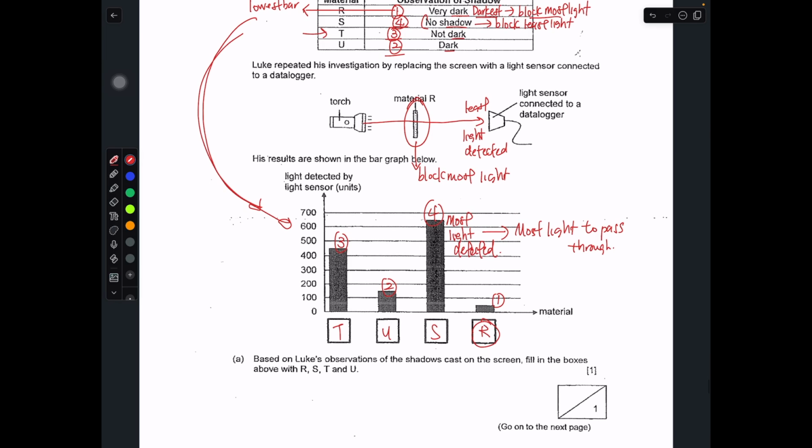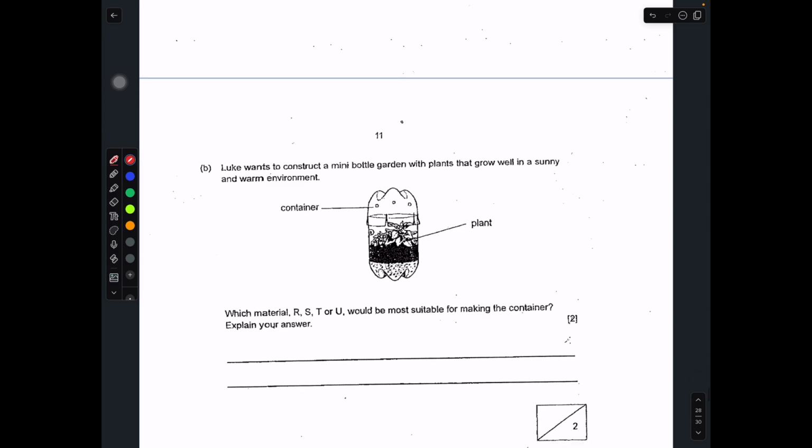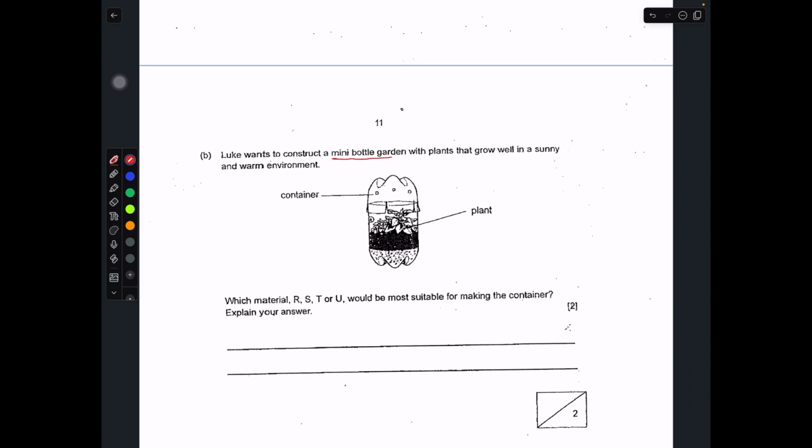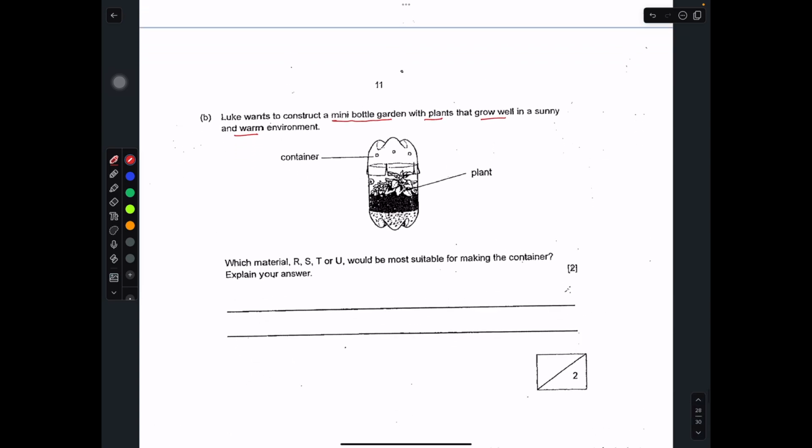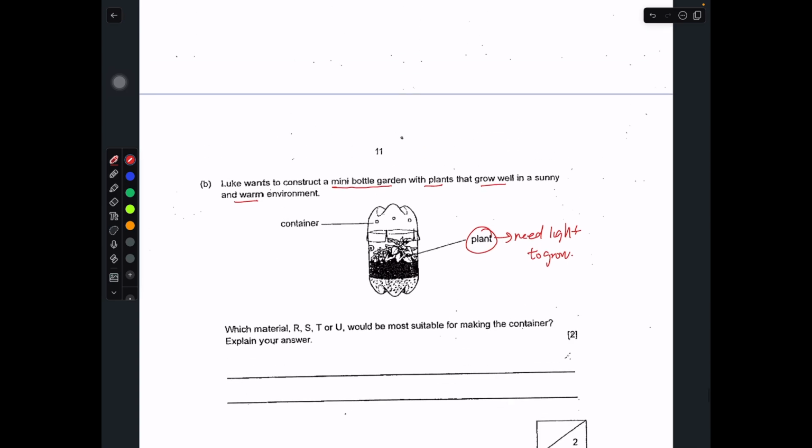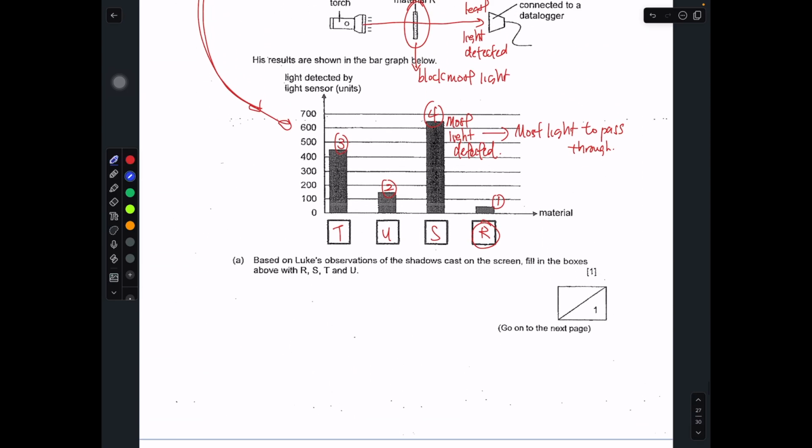Okay. So over here, Luke wanted to construct a mini bottle garden with plants that grow well in a sunny and warm environment. Which material would be the most suitable to make the container? Explain your answer. If you understand that plants need light to grow, in order for the plant to do well, you must definitely choose a material that allows the most light to pass through. Because if the plant can get a lot of light, it will make a lot of food. Then the plant can grow well.